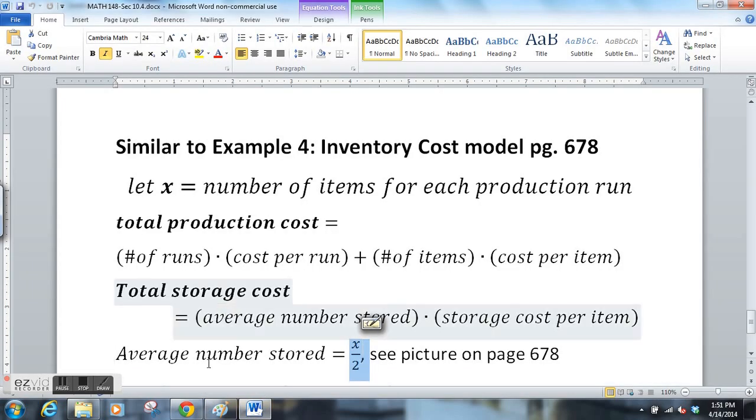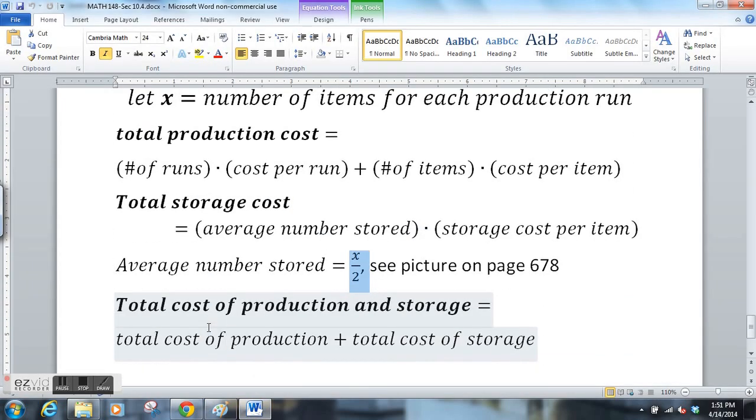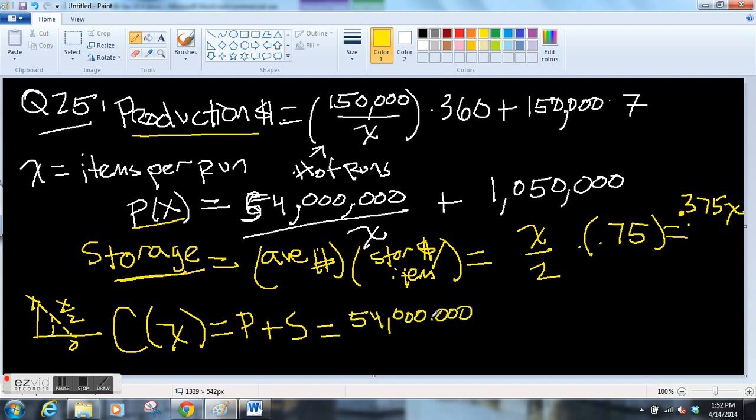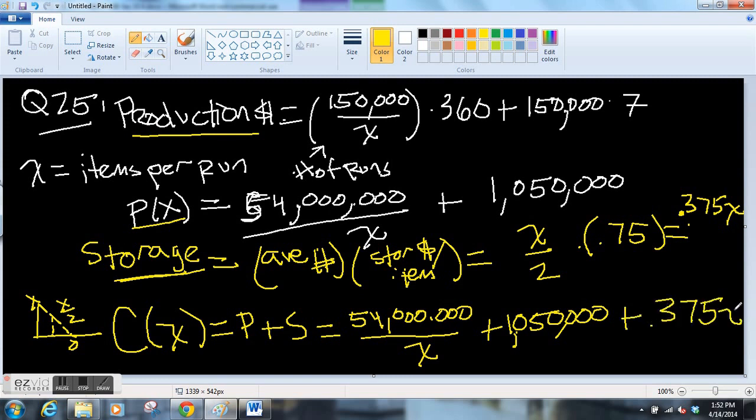We can use the final formula, which is, I'll scroll down, total cost of production is the cost of production plus the cost of storage. So it's sort of redundant, but the total cost, I'm going to say C of x, is the cost of production, P, plus the cost of storage. So the cost of production is 54 million divided by x, plus 1,050,123, right? That's still the cost of production, plus the cost of storage, 0.375x. Big deep breath. I need a new page.